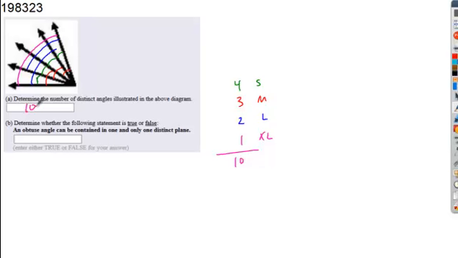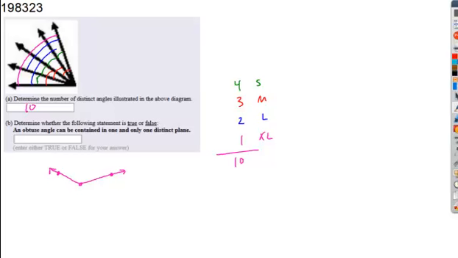And then it asks a true false. An obtuse angle can be contained in one and only one distinct plane. And what I want to do is draw an example of an obtuse angle. When you identify an obtuse angle or any angle, the way that you identify it is you pick 3 points, 1 on each side, plus the vertex. So here's the 3 points that designate this obtuse angle.